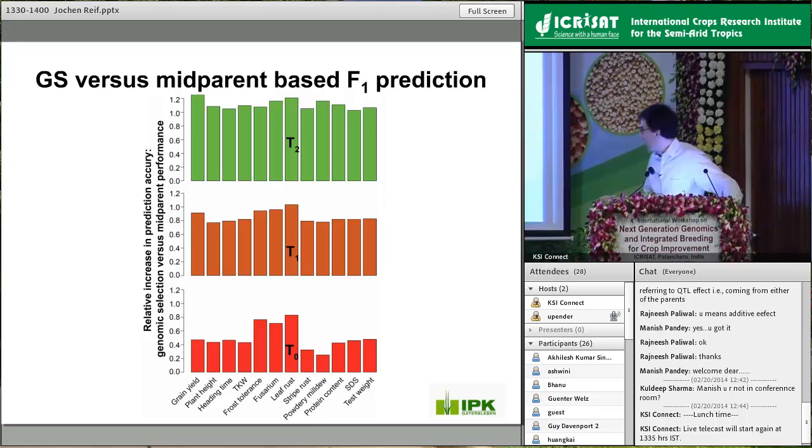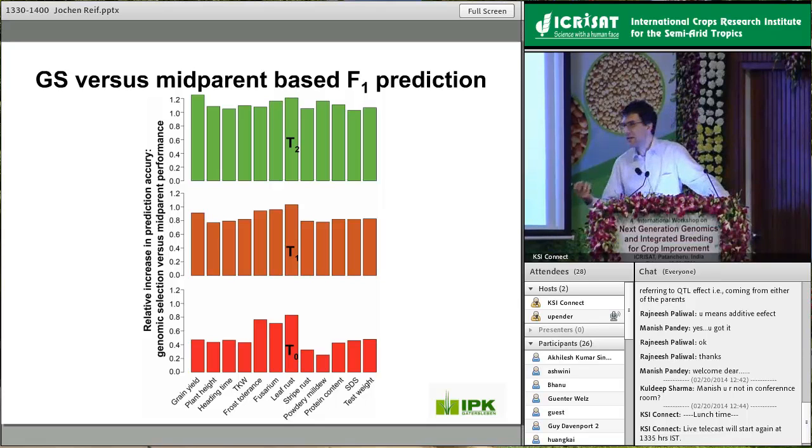This is a little bit surprising, because for these easily inherited traits like leaf rust, stripe rust, powdery mildew, or the quality traits, we had expected a higher power of this genomic selection. In the T1 scenario, only a few traits really are better than the midpoint performance. And in the T2 scenario, we beat the midpoint prediction with genomic selection, and this is most pronounced in the first trait, grain yield.